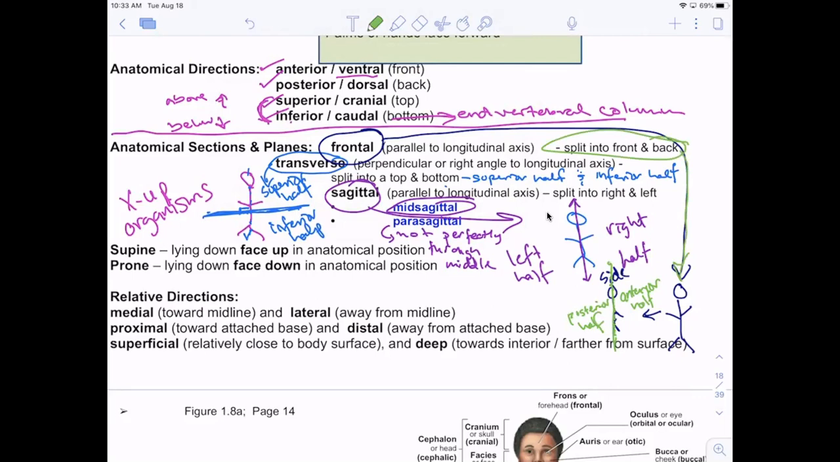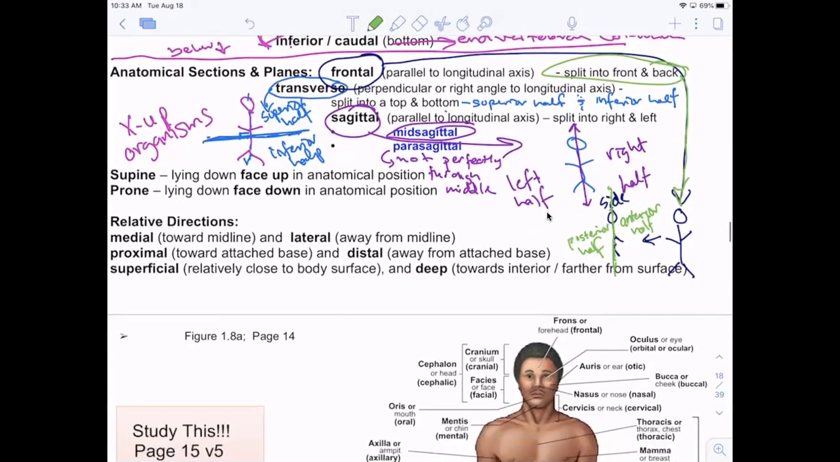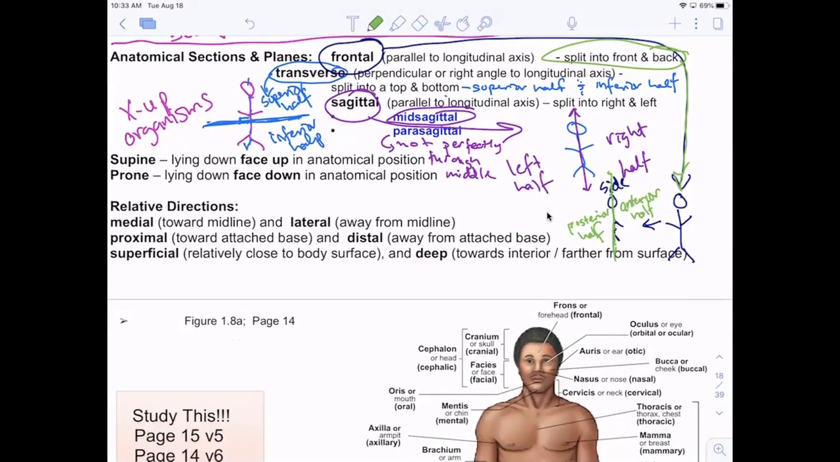So when you go through your textbook, you're going to notice if they're dissecting something, or if they're showing you, say, a view of a cranial skull, they're going to tell you what you're looking at. Is it a sagittal section? Is it a frontal section? Is it transverse? They're going to describe what you're looking at in terms of how it's shown.